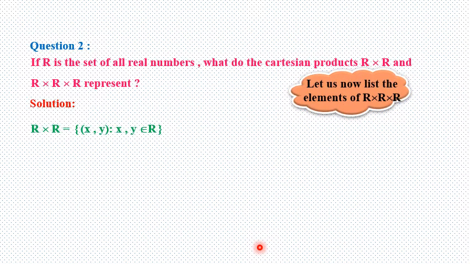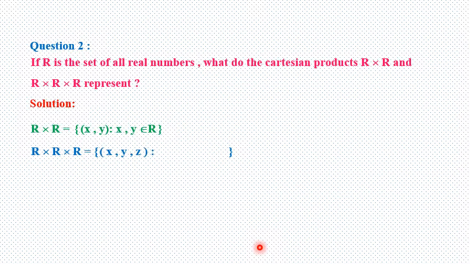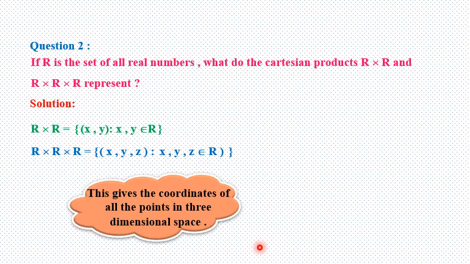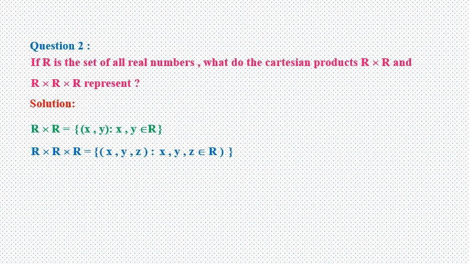Yes. So the next one, when I come to R cross R cross R, this is (x, y, z). This gives the coordinates of all the points in three-dimensional space. It will be helpful for your three-dimensional geometry. You have one more chapter, understand properly.